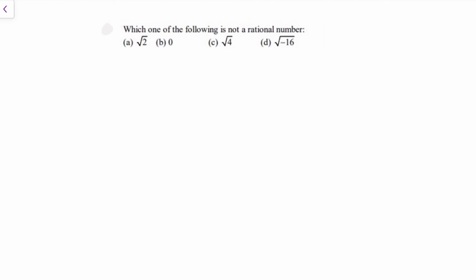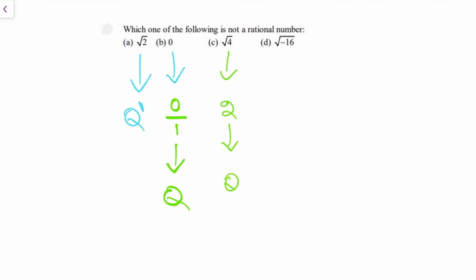Next, which one of the following is not a rational number? Let us check. Root 2 is there, which cannot be simplified further. So this is an irrational number. Next, the number 0 is there. 0 can also be written as 0/1. Then this is in the form of p/q, where p and q both are integers and q is not equal to 0. So I can conclude that this is rational. Next, root 4 value is 2 and 2 is a rational number.